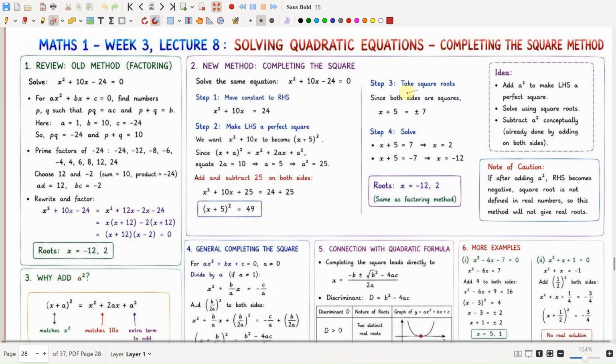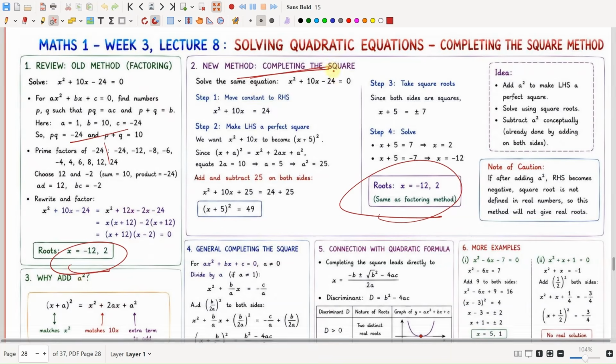So I'm taking square roots on both sides. Since both sides are squares, I get x plus 5 is equal to plus or minus 7. First I take x plus 5 equal to plus 7, which means x will be 2, because 7 minus 5 is 2. Then I take x plus 5 equal to minus 7, then I get minus 7 minus 5, so x will be minus 12. See, here also I got the same answer, minus 12 and 2, as with the T method. Here also I am getting the same answer using the completing the square method.